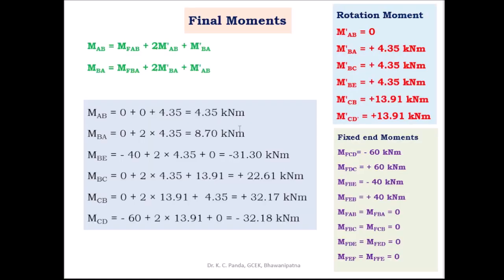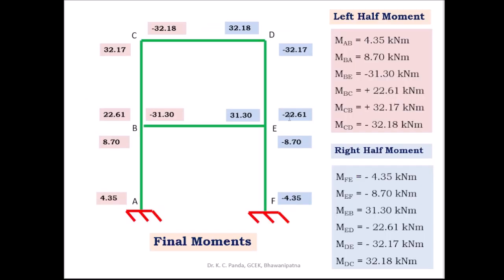This is the final moment for half portion of the beam. This is the final moment of the substitute frame. Here you got the final moments of the left half portion. For the left half, MAB is equal to 4.35 kilonewton meter, MBA is equal to 8.70 kilonewton meter, MBC is equal to 22.61 kilonewton meter, MCB is 32.17 kilonewton meter, MBE is equal to minus 31.30 kilonewton meter, and MCD is equal to minus 32.18 kilonewton meter.